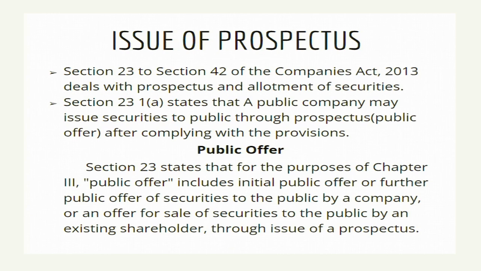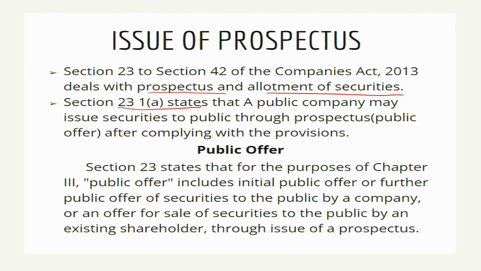Section 23 to section 42 of the Companies Act 2013 deals with the prospectus and allotment of securities. Once you issue the prospectus, the basic purpose is to issue the securities, and how you allot the securities is decided on the basis of the terms referred to in the prospectus or the information revealed in it. Section 23(1)(a) states that a public company may issue securities to the public through a prospectus, a public offer, after complying with the provisions. So, with this meaning, section 23(1)(a) very clearly defines that only public limited companies are allowed to issue the prospectus.